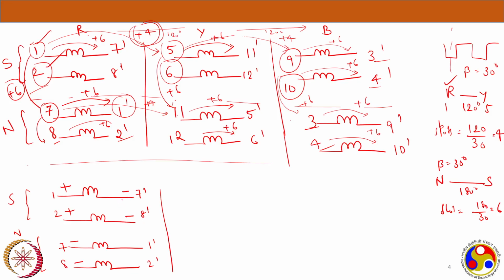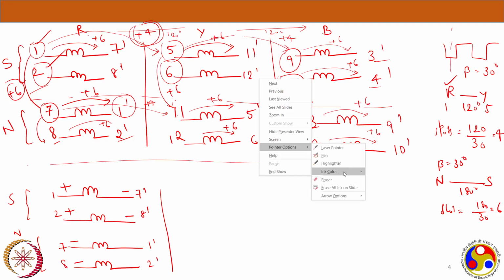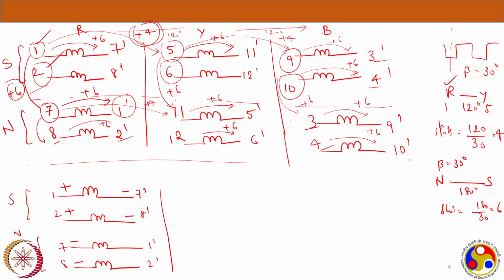So I will connect another color. So I will connect this particular 7 to the 2. So minus and plus, they will be in series. I am connected in series. So I will call this group a single group of coil.